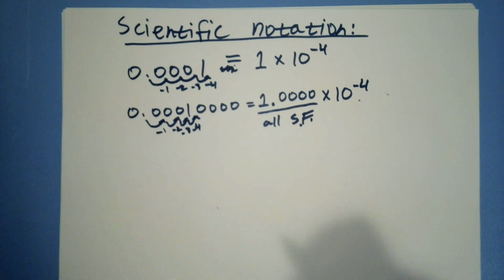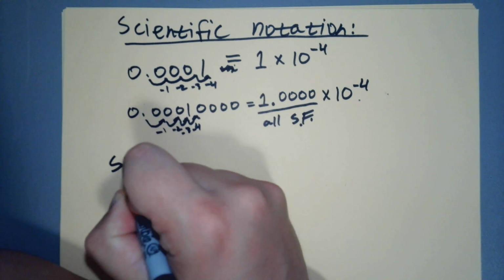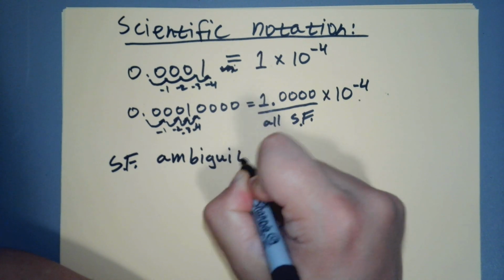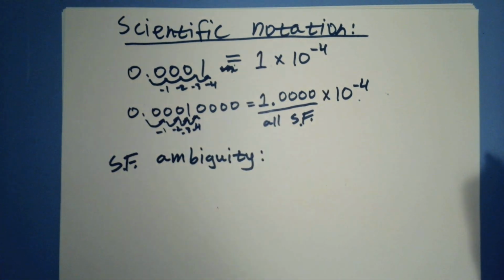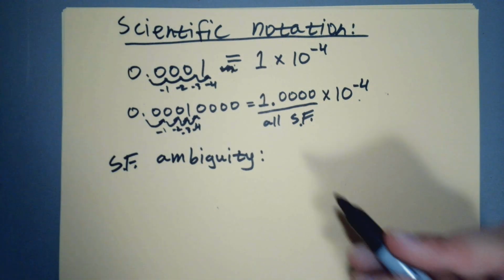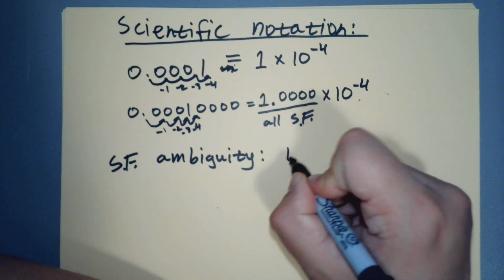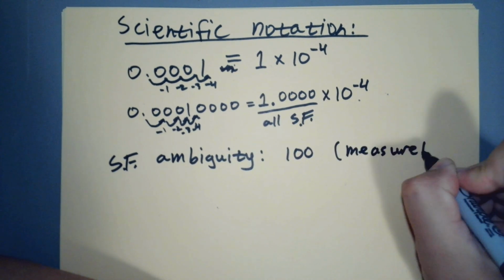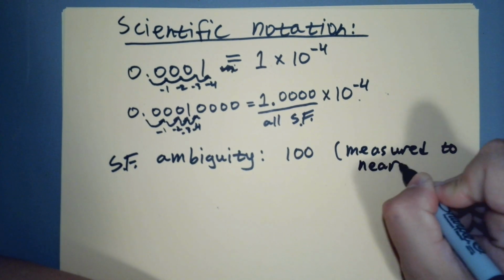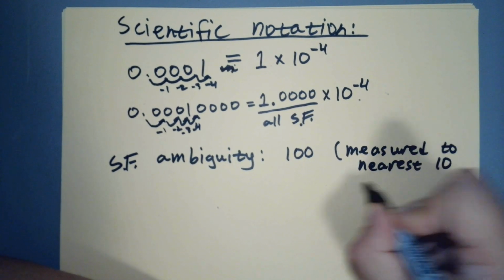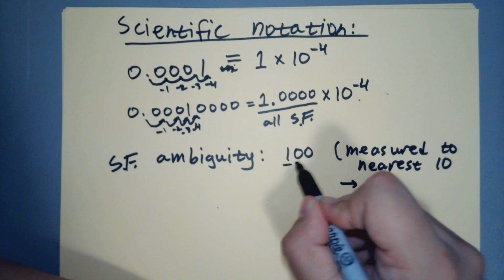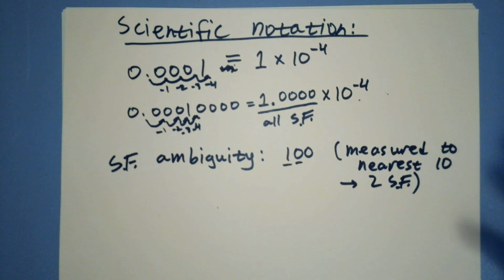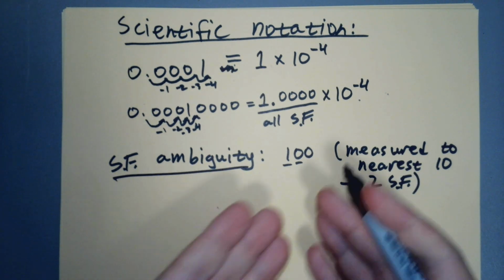Now here's the cool thing. You can have significant digit ambiguity. So maybe you measured to the nearest 10 and you get 100. What that means, if you measure it to the nearest 10, is there are 2 significant figures in this number. But how do you write it that way? How do you tell people? So there's an ambiguity here.